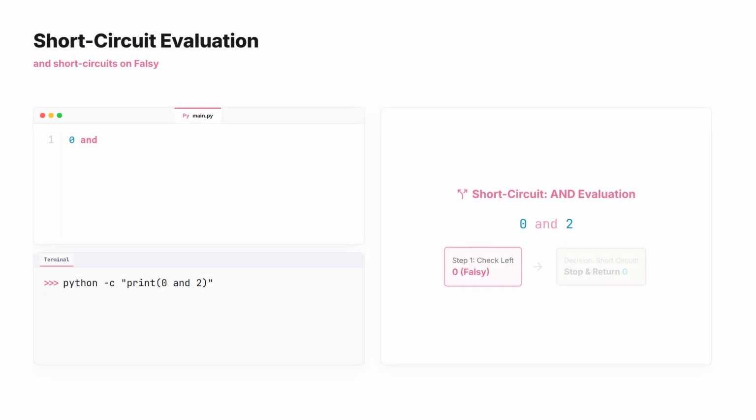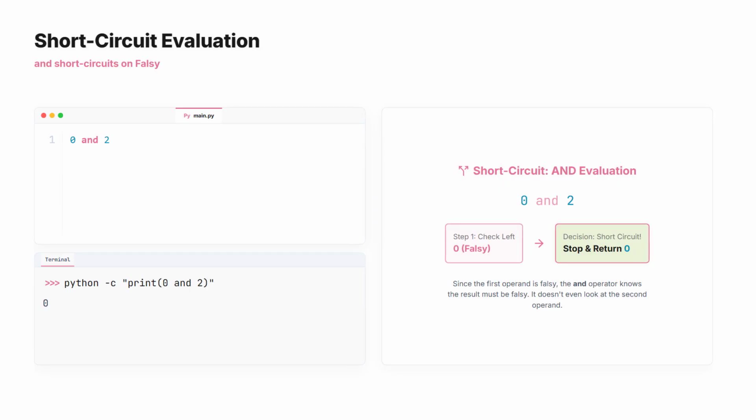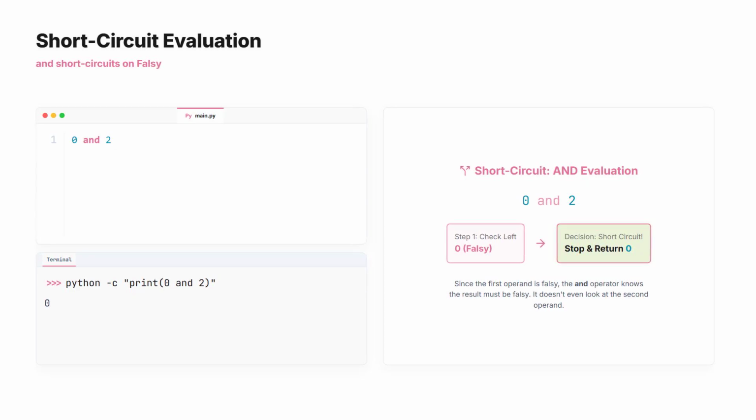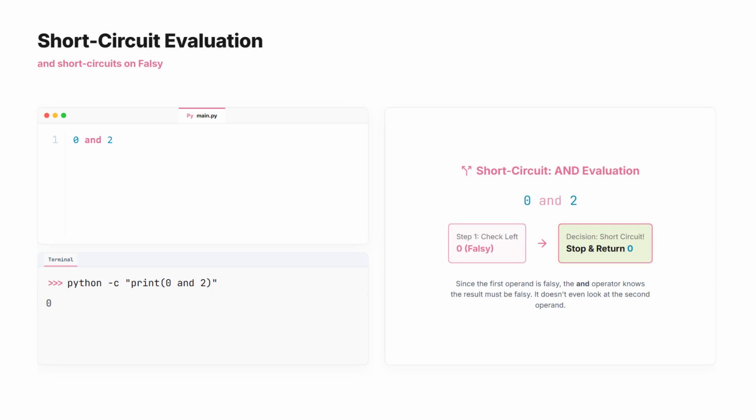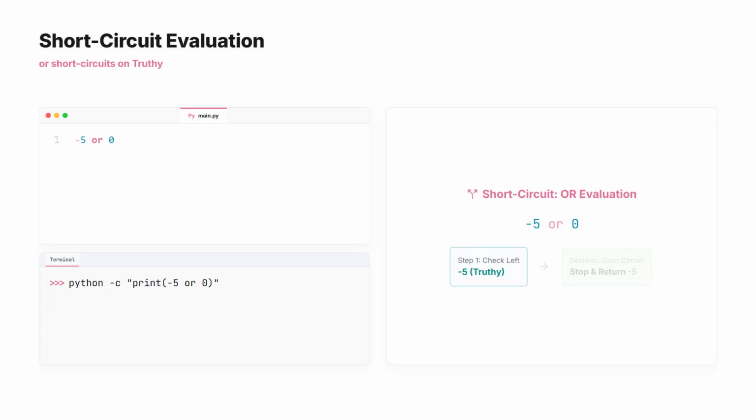Logical operators have another interesting behavior. They don't always return a Boolean value. Instead, they return one of the original operands. Consider the expression 0 and 2. Python evaluates the first value. Since 0 is already falsy, Python immediately returns 0 without evaluating the second operand.